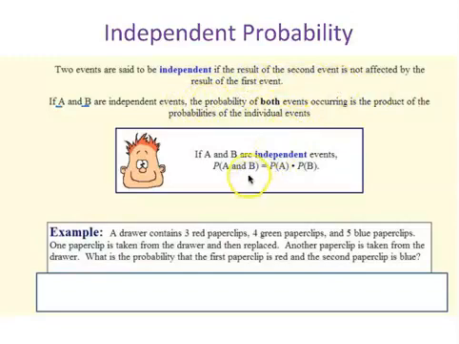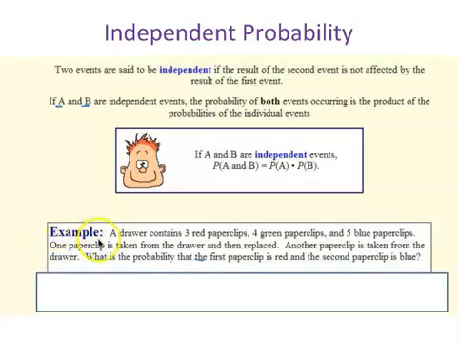So if we want to find the probability of event A and B occurring, and they are both independent events, what we're going to do is find the probability of just event A, and multiply that times the probability of event B occurring. So let's take a look at an example. It always makes a lot more sense when we start actually applying what we're learning to an actual example.